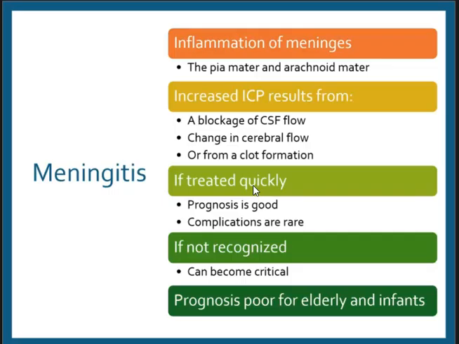Increased ICP results from a blockage of CSF flow, the cerebral fluid, or a clot. It could be the blood flow. It doesn't matter. So the inflammation from the meninges is going to cause increased pressure in the cranium. So the whole goal is to treat it quickly, and we have to figure out if it is viral or bacterial. If we do not treat it appropriately and quickly, it's going to become critical and it's going to lead to death, unfortunately. So prognosis is poor for the elderly and for the infants.